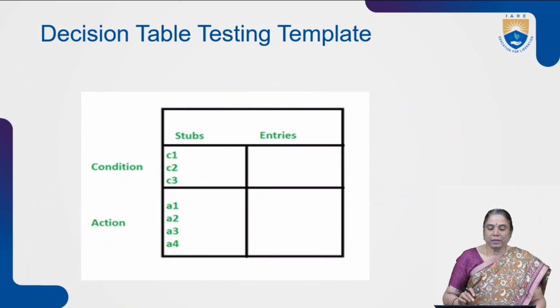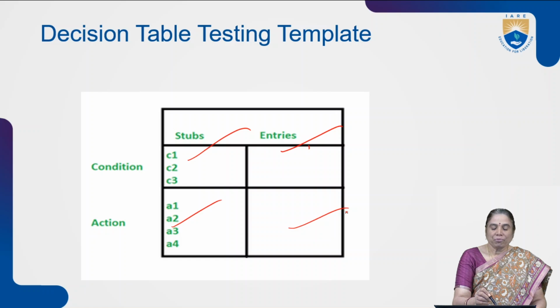Here is the template for the decision table. Majorly it can have four parts: condition step, condition entry, action step, and action entry. Here the list of conditions must be specified and the list of actions are specified. Each condition is evaluated vertically in the condition entries and action entries.